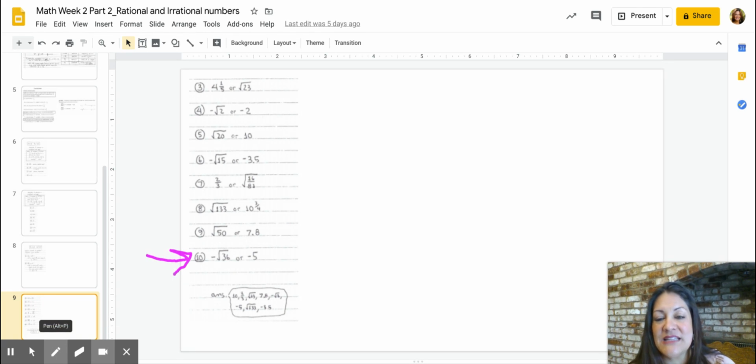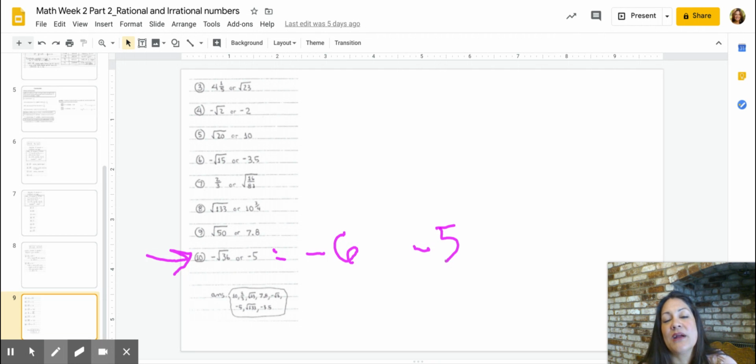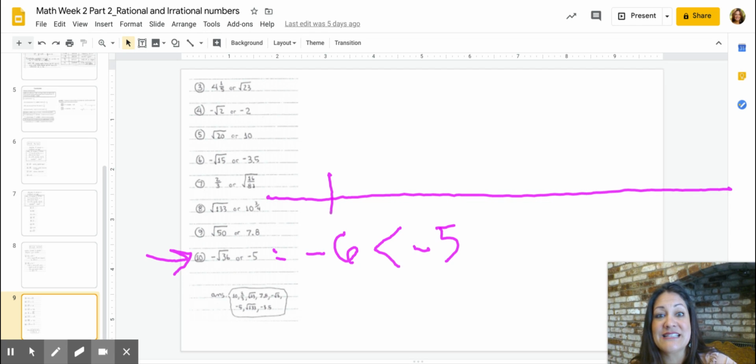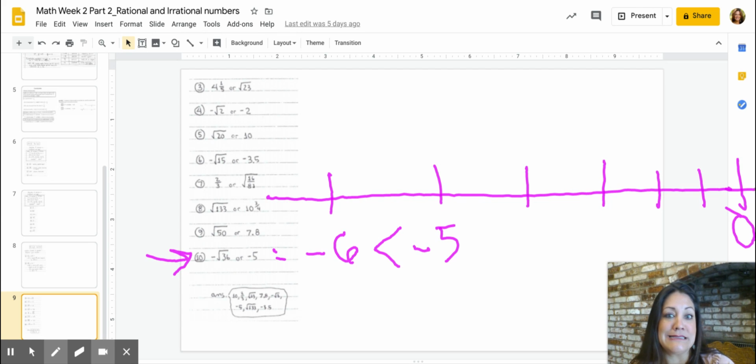Okay, perfect square. I love it when that happens. Square root of 36 is 6, so that gives us negative 6 or negative 5. Remember, we're trying to see which one is greater. The greater one with negative numbers is going to be closer to 0 on the number line. So that means that negative 5 is going to be your bigger number. In case that's confusing, this is my number line. Here's negative 6, here's negative 5, negative 4, negative 3, negative 2, negative 1, 0. That's 0. So in looking at that, negative 5 is closer to 0. So for negative numbers, that's going to be greater.